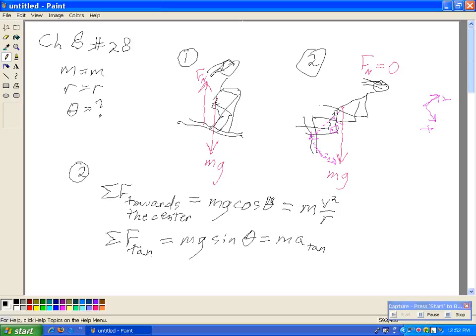Could be either theta and velocity, or theta and tangential acceleration. More after this.